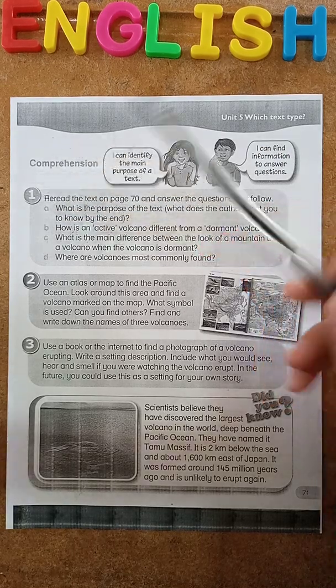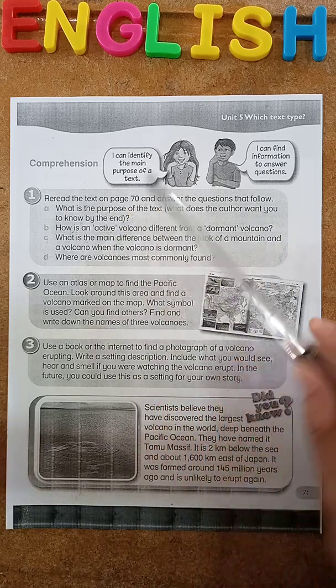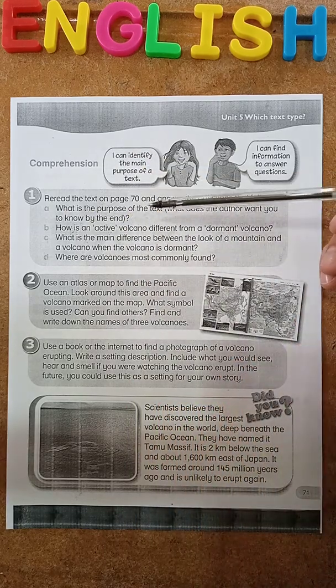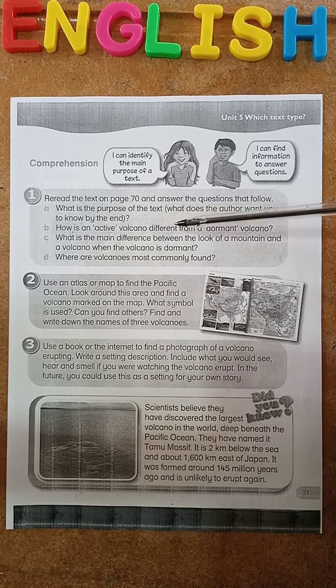So task 1, reread the text on page 70 and then answer the questions below. Question A, what is the purpose of the text? In other words, what does the author want you to know by the end? Have a think about that one. B, how is an active volcano different from a dormant volcano? Again, the answer is going to be in the text.